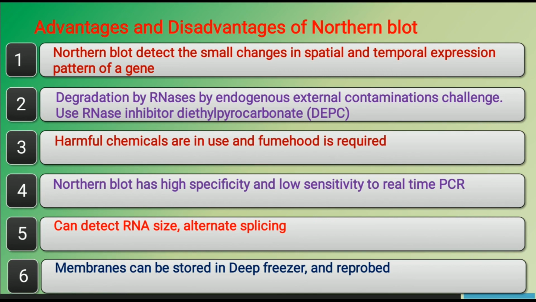Northern blot has high specificity and low sensitivity compared to real-time PCR or reverse transcription PCR. In real-time PCR the sensitivity is high but the specificity is sometimes questionable. In addition, Northern blot helps to detect the size of the RNA molecules as well as alternative splicing of the gene by utilizing specific sequence probes. And these membranes can be stored in a deep freezer and reprobed even after 1 year.